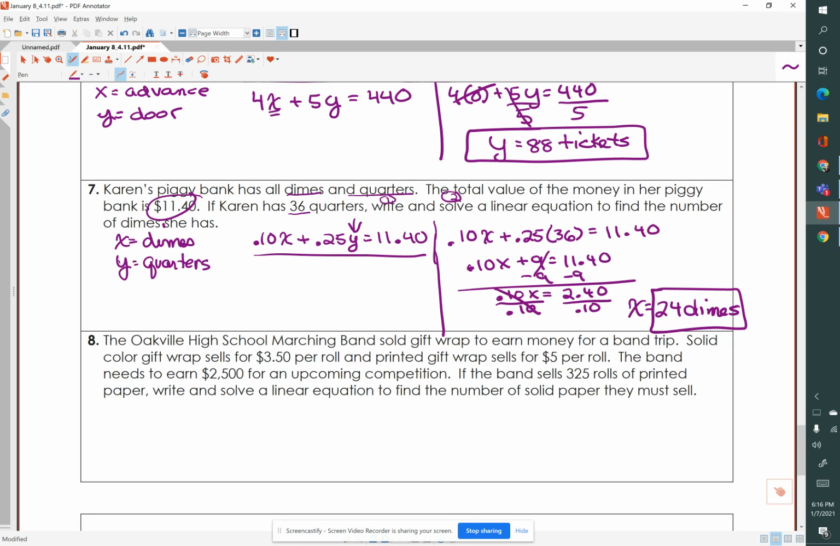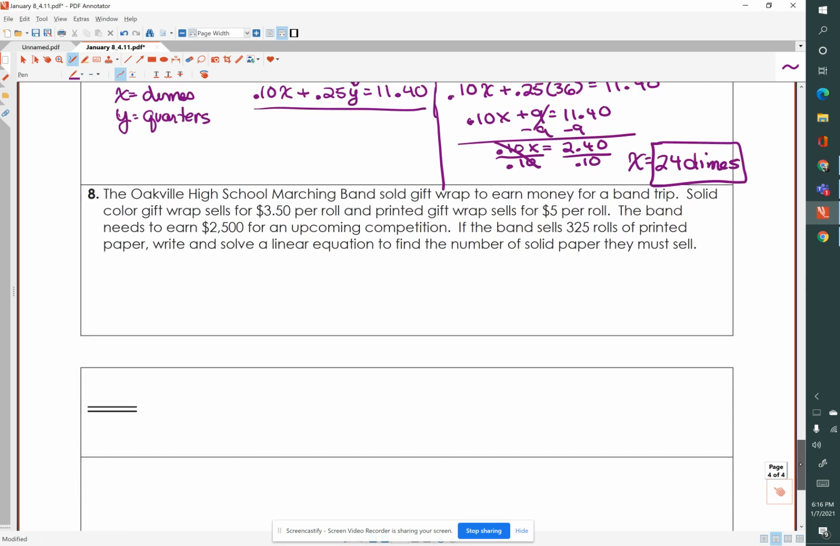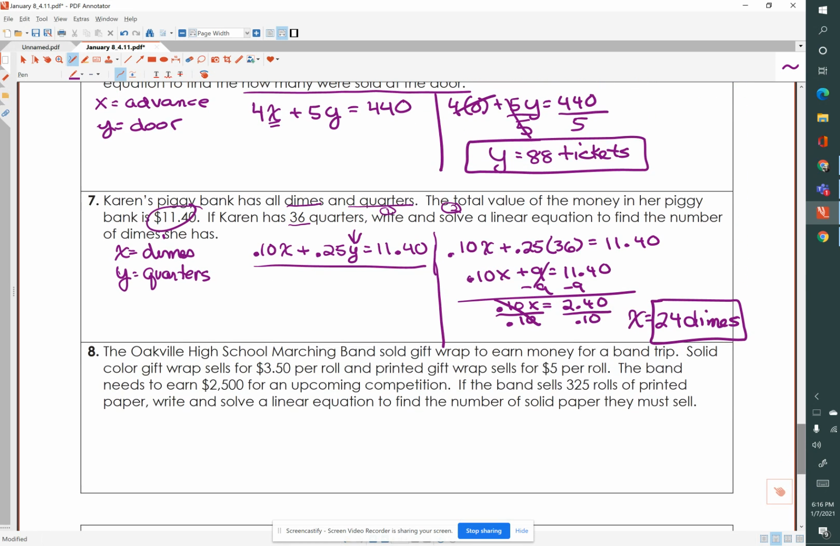And our final problem for today, because we'll start the third type on Monday, the Oakville High School marching band. This is such a common problem, and it's a real world problem. You've probably done this, sold gift wrap or sold something for a club or for a band. So they sold gift wrap to earn money for the trip. Good for them, we're glad. But let's get to the information we need for the problem.